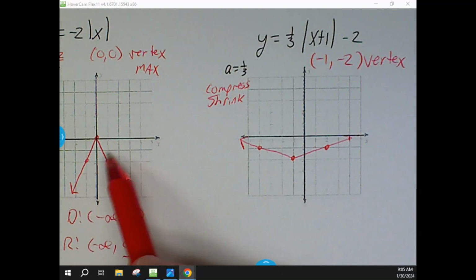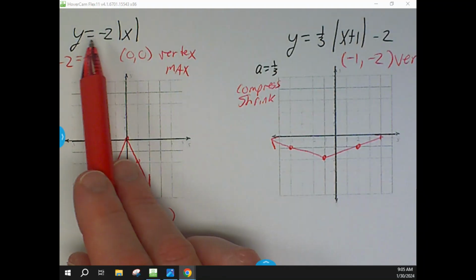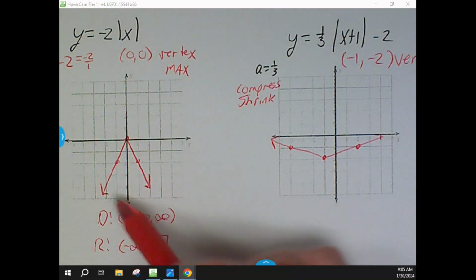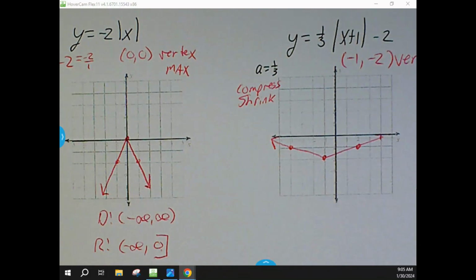Where if we were doing this one, we had the negative over here. So that was the reflection part of it. And then the 2 would basically be a stretch, because if we were to compare this graph to one of the normal graphs, it's going to be a little bit taller. It's going to be a little bit narrower than if we just did negative absolute value of x. It would be more like this.